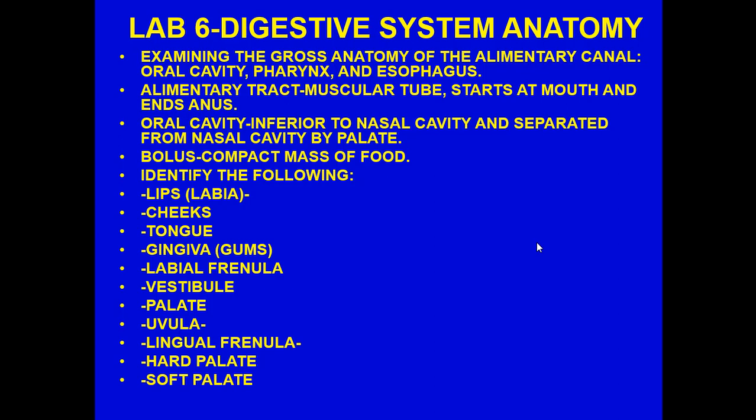The oral cavity is inferior to the nasal cavity and is separated from the nasal cavity by the palate. When I talk about the term bolus, that's a compact mass of food. You want to be able to, in diagrams and images, identify the following: the lips, also known as the labia, cheeks, tongue, gingiva, which is also referred to as the gums, the labial frenulum, the vestibule, the palate, the uvula, the lingual frenulum, the hard and soft palate.